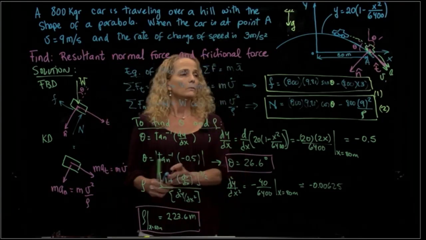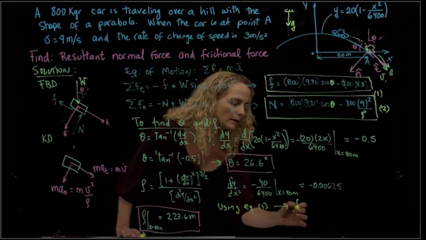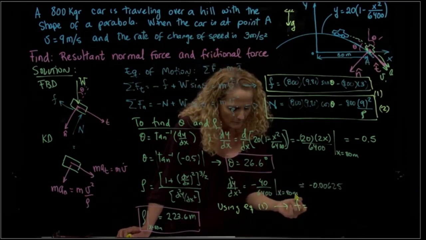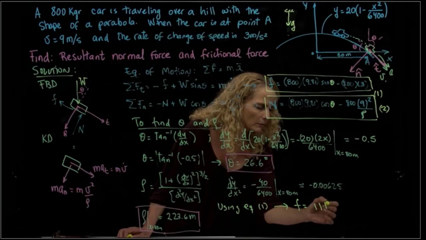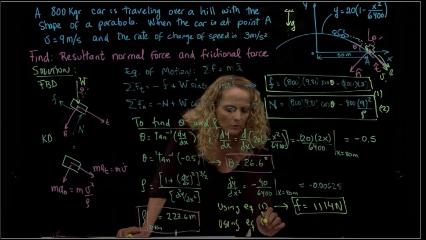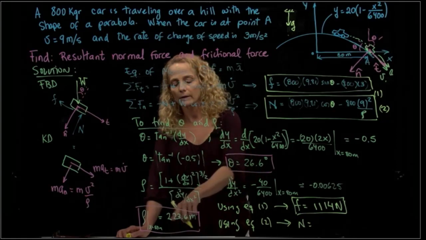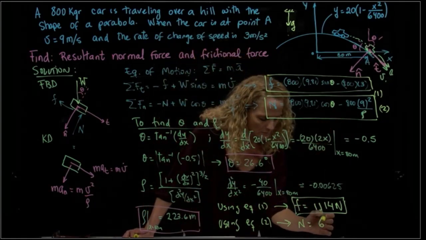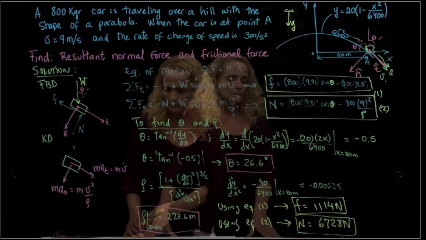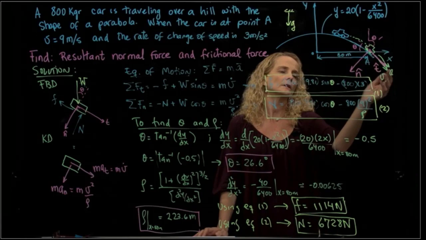Now, using equation 1, I plug in the value of the angle, which is all I need for finding F, and F gives me a value of 1,114 newtons. And using equation 2, plugging in the value of the angle and the value of rho, the normal force gives me a value of 6,728 newtons. So we found the resultant normal force and the frictional force, having the slope, the velocity, and the acceleration.